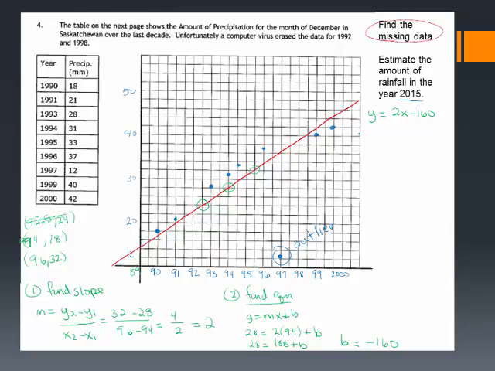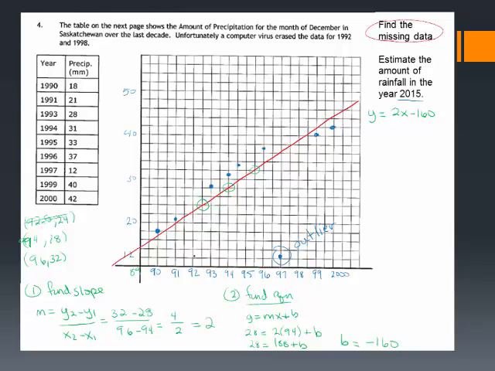So to find the missing data, we have two ways to approach that. We can actually go up to the year 92 and make an estimate about the number of inches of rainfall, and go up to the year 98. This is the easiest way. Or we can plug in 92 and 98 into our formula and calculate the inches that way. I'm going to go ahead and just use the points on the line.